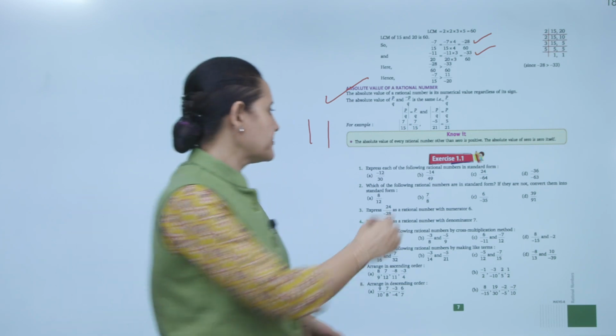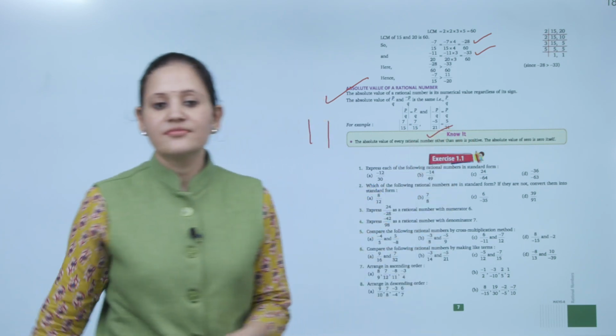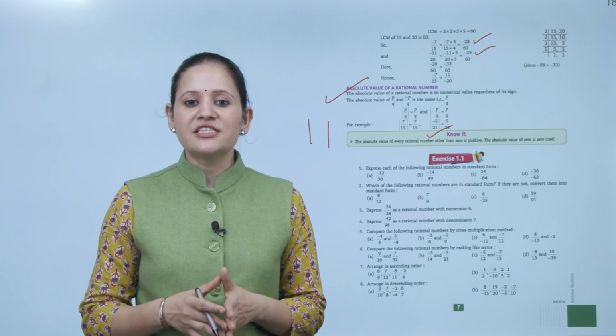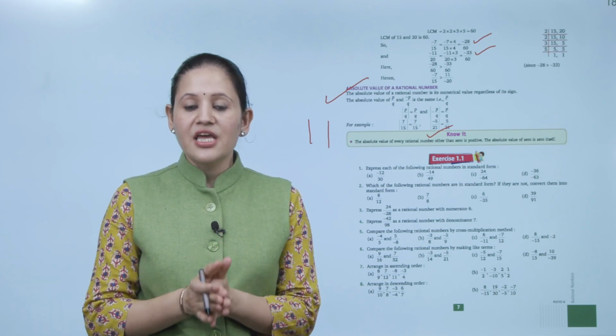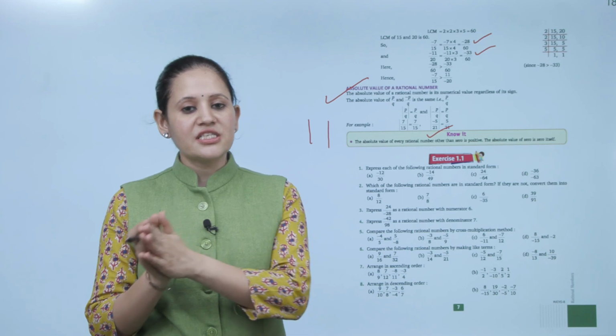Next is know it. The absolute value of every rational number other than 0 is positive. The absolute value of 0 is 0 itself.